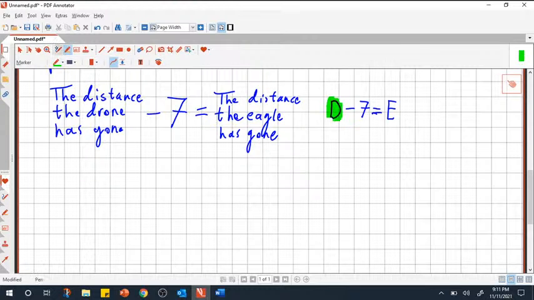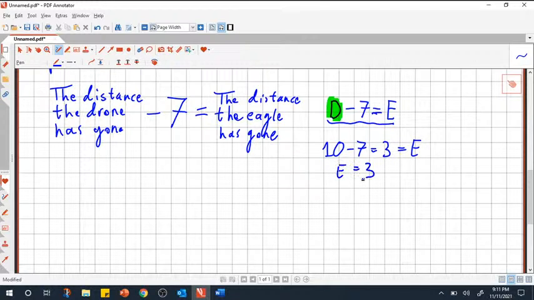So when I said, if the drone's gone 10, how far has the eagle gone? Whether you realize you did it or not, your brain actually replaced the D with 10, took 7 away from it, said it was equal to 3, and that was equal to E. So we knew that E was equal to 3. When I said the drone's gone 13, your brain took 7 away from it. 13 minus 7 is 6, and that was the distance the eagle's gone. When I said that the drone has gone 27, your brain took 7 away from 27 and found out that the eagle has gone 20 meters.